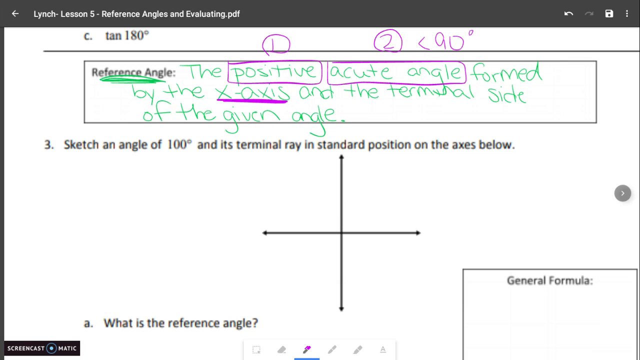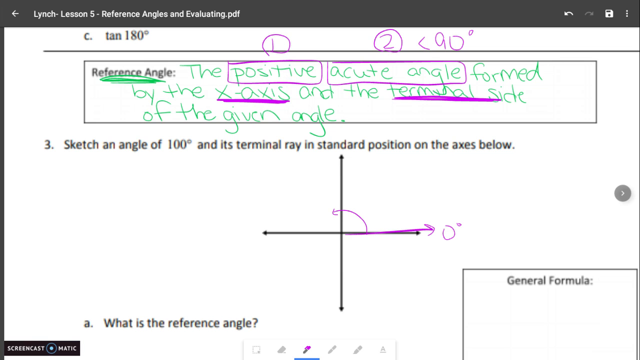Now, the other key thing, this angle is formed between your x-axis and your terminal side. So we'll see what all this means for question 3 here. It says sketch an angle of 100 degrees and its terminal ray in standard position on the axes below. So first we have to figure out where would this angle of 100 degrees fall? Which quadrant does that put us in? Well, from up above, if you remember, here is your initial side, which I said is over at 0 degrees. This is before you start rotating.